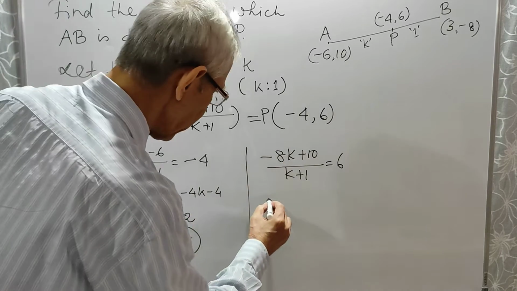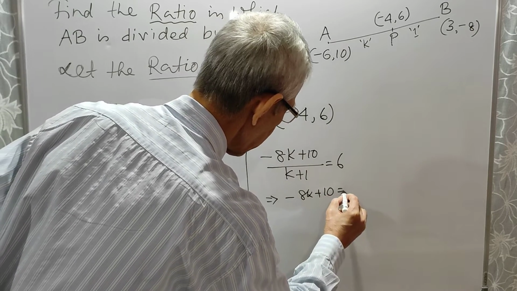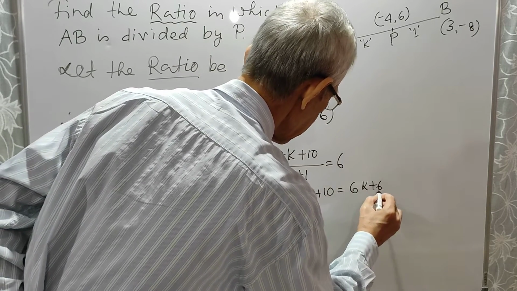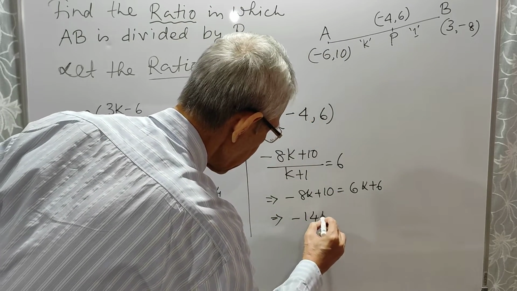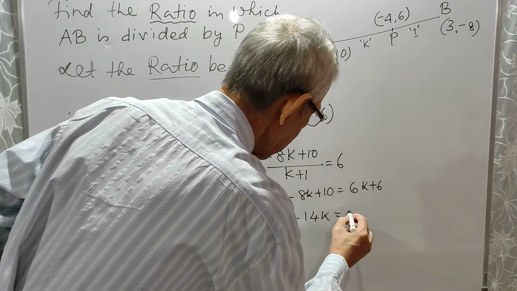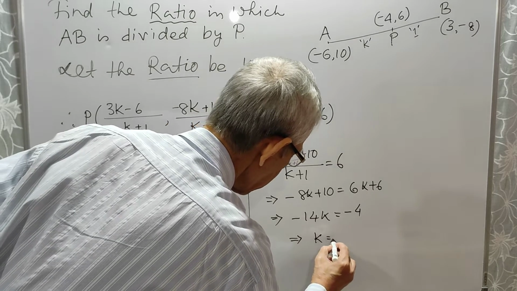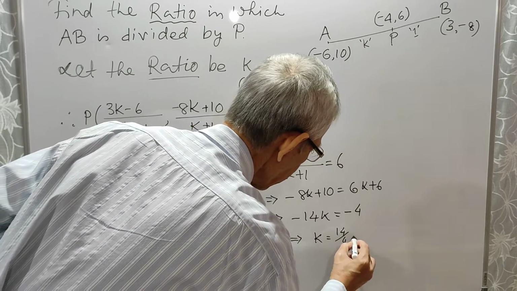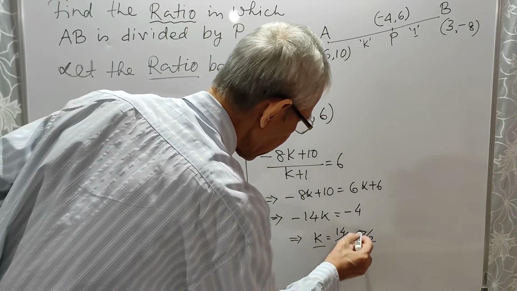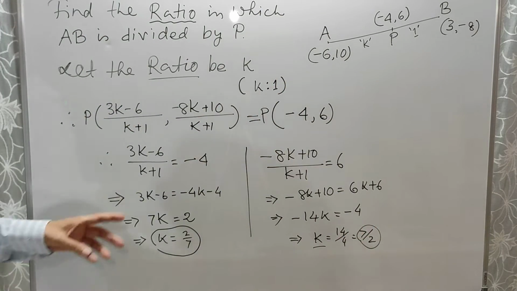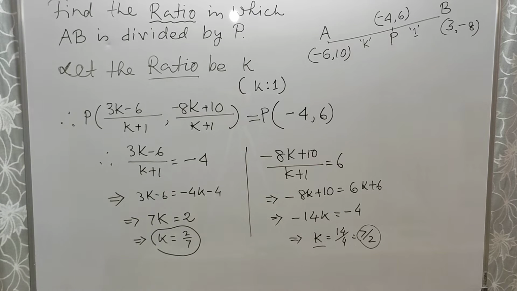Now solving the other equation, we should get the same value of K. Minus 8K plus 10 equals 6K plus 6. So we get minus 8K minus 6K, minus 14K, equal to minus 4. So 14K equal to 4, which gives K equal to 4 by 14, that means 2 by 7. So you see K equals 2 by 7 here, and again 2 by 7 there. Now in the exam you can do only one, you need not do both. You can do only one, all right?